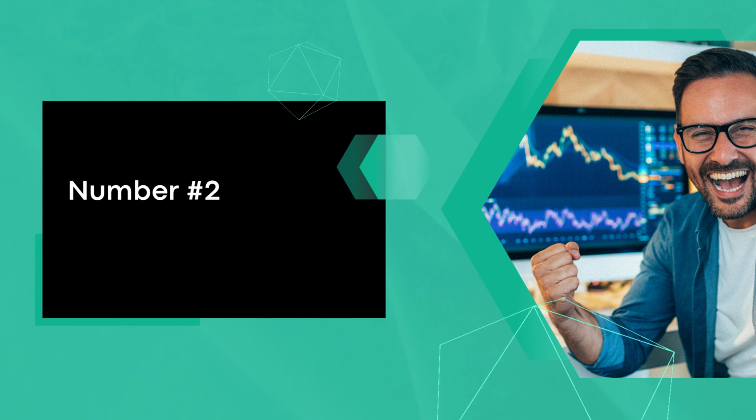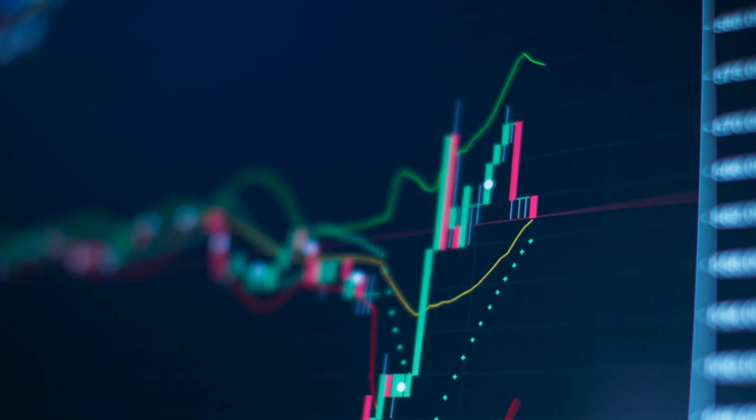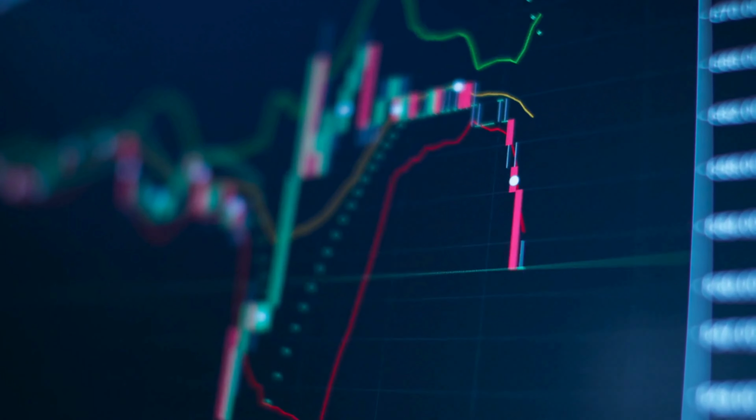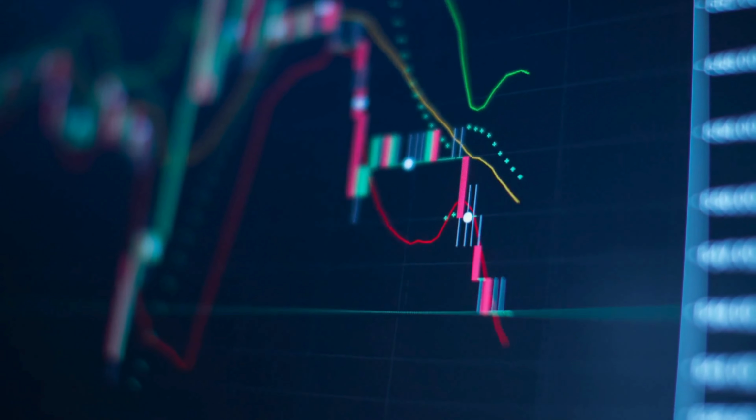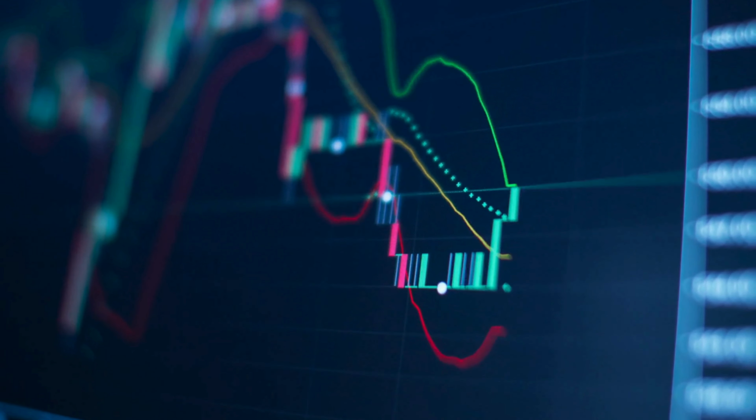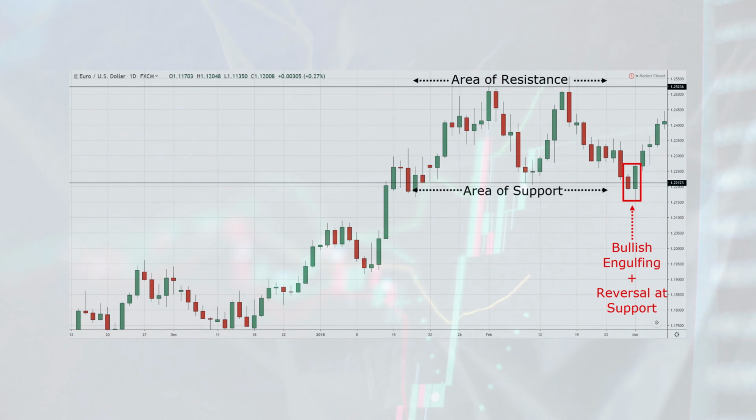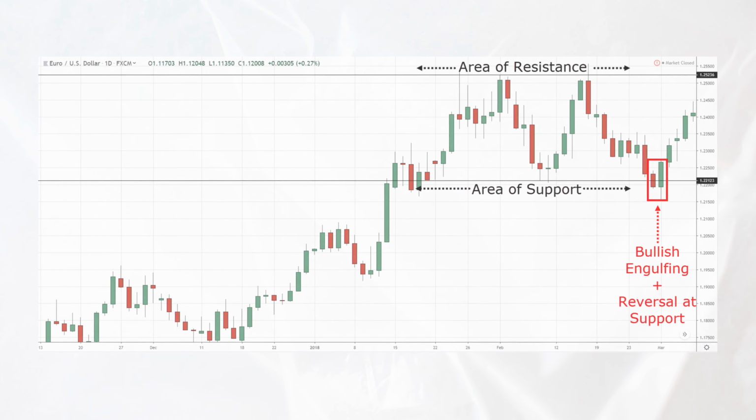Number 2. Reversal candlestick pattern. Or you can use reversal candlestick patterns to time your entry, like bullish engulfing, hammer, and more. So you'll enter a trade only after the market shows signs of reversal. However, you risk entering at a much higher price. Here's an example. Bullish reversal candlestick pattern at support.